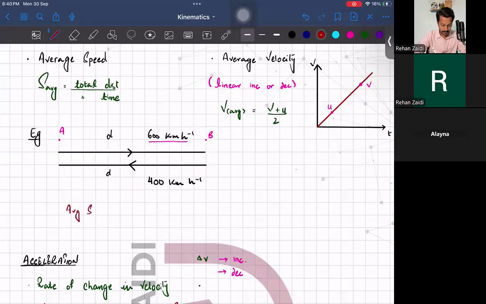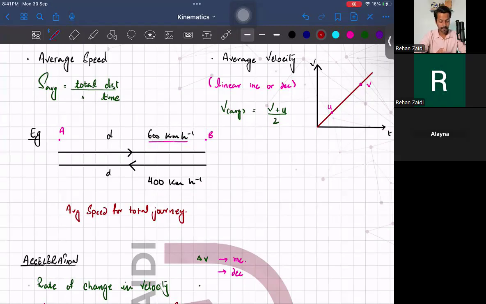Average speed for the total entire journey. That includes moving from A to B and then B to A again. Now, any random guesses what it could be and how it could be done? I thought it was 100 because 600 plus, and then minus 400 because it's in the opposite direction, divided by 2.